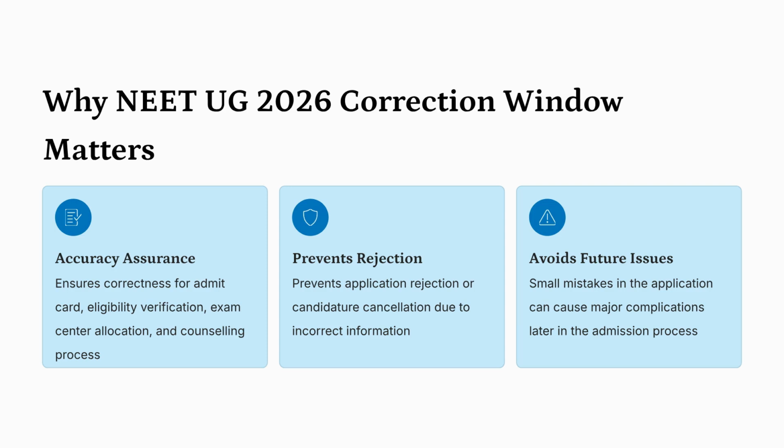The correction window plays a critical role in your NEET journey. First, it ensures accuracy. Your application details are used for your admit card, eligibility verification, exam center allocation, and counseling. Second, it prevents rejection. Incorrect information can lead to cancellation of candidature. And third, it helps avoid future complications. Even small errors in your form can create major issues later during admission. So, take this window seriously.